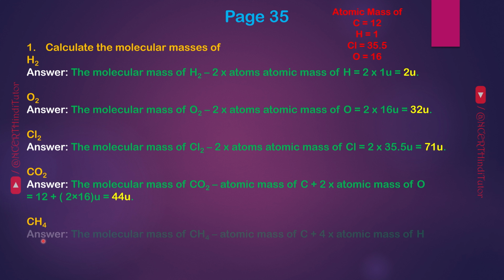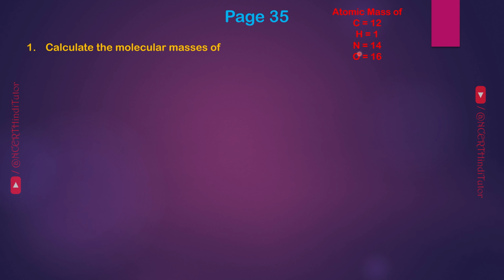Next, CH4. The molecular mass of methane CH4 is equal to atomic mass of C plus 4 into atomic mass of hydrogen because here there is only one carbon atom and 4 hydrogen atoms, and we know atomic mass of carbon is 12 and for hydrogen is 1. So 12 plus 4 into 1 is equal to 16 unit. So here in the reference I have written for nitrogen is equal to 14.